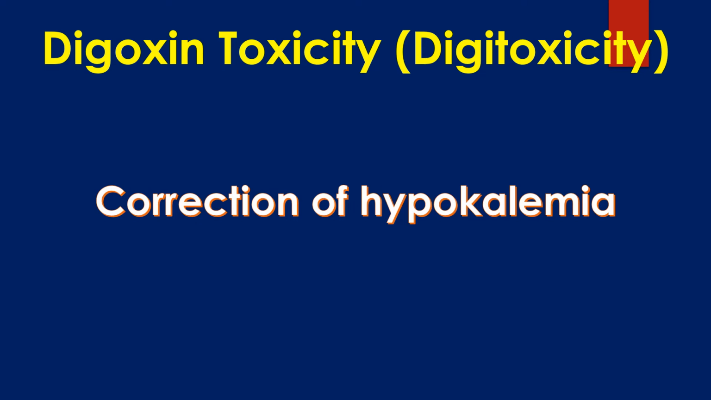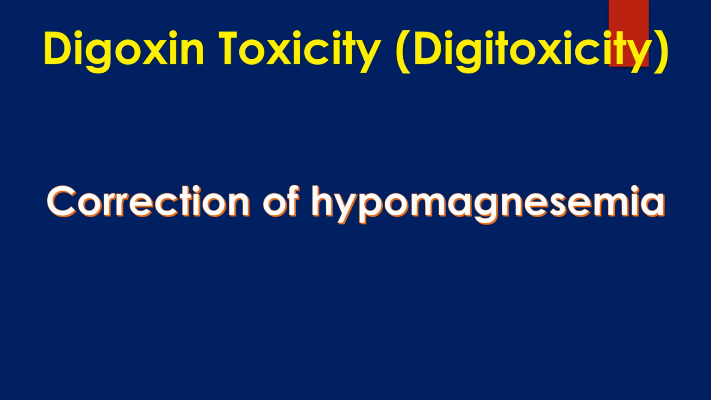Hypokalemia, which often occurs due to diuretic therapy, which is given along with digoxin for treatment of heart failure, potentiates the problem of digitoxicity. Correction of hypokalemia is important in the management of digoxin toxicity. But caution is needed when there is a slowed AV conduction due to digoxin, as hyperkalemia decreases AV conduction further. Another precaution while correcting hypokalemia in digitoxicity is the renal status. Since digitoxicity may occur in the setting of renal insufficiency, hyperkalemia is a potential risk while correcting hypokalemia.